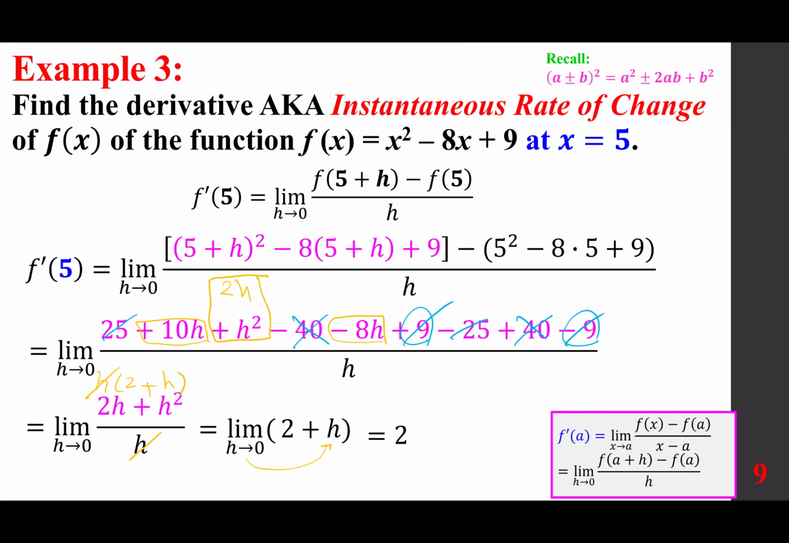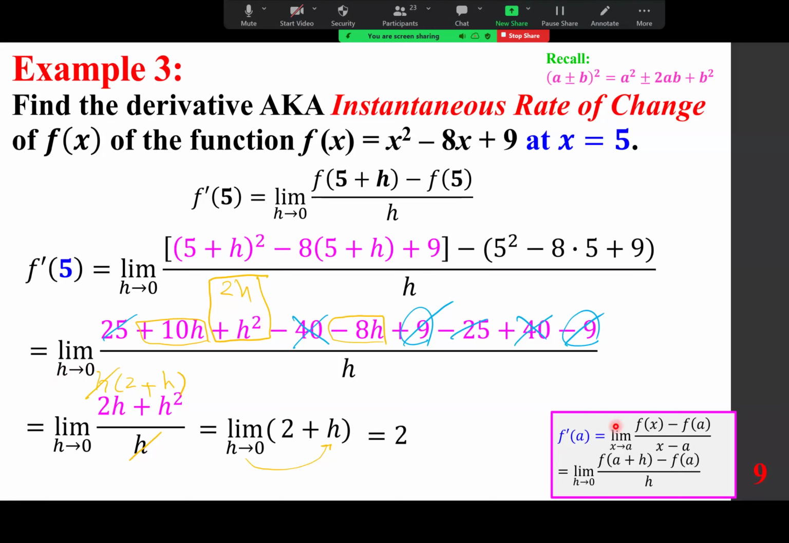And I highly recommend you use the second method, meaning this one, to come up with the answer as practice.